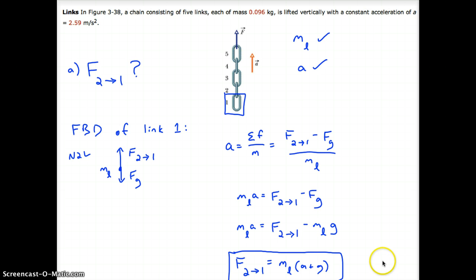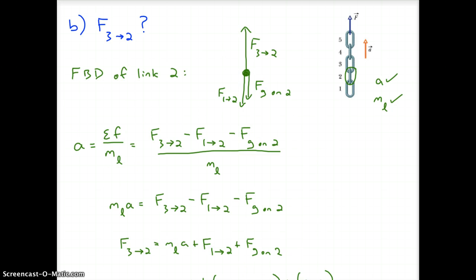So that's part A. Now let's talk about part B, which is to find the force of link 3 on link 2. And that's a little more complicated. And here is one of two ways to solve this problem. I'll zoom in on link 2, which I've circled here in green. And I'll make a free body diagram of link 2.